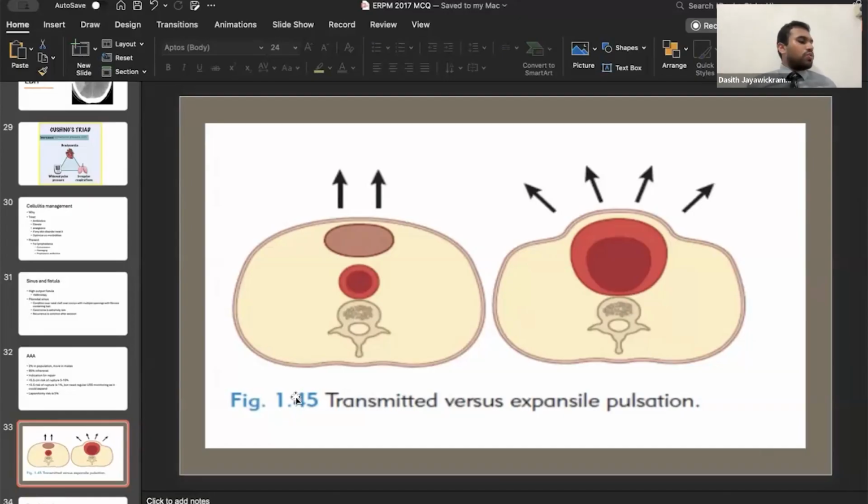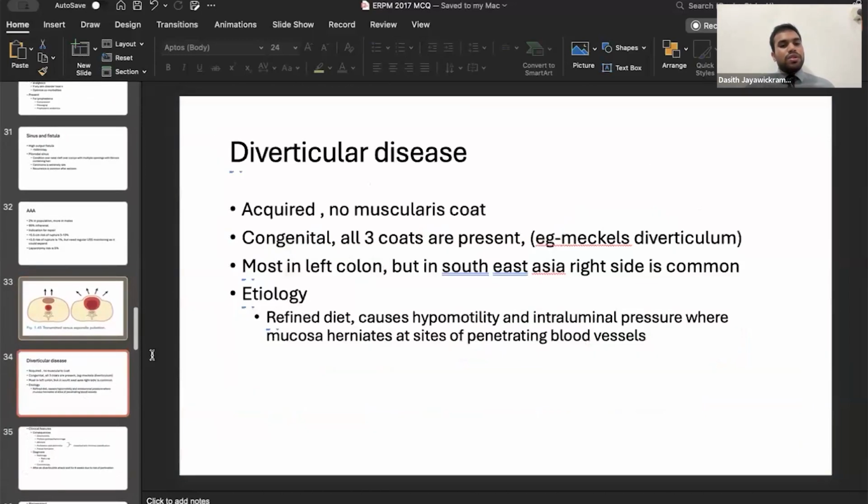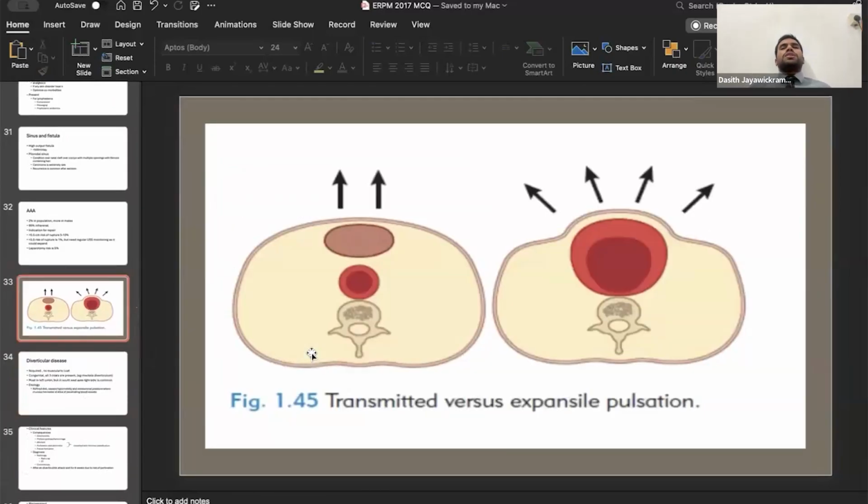Okay. So, which of the following are true about diverticular disease? Okay, diverticulosis. So, diverticular disease in the GI tract can be divided into acquired or congenital. Okay, so congenital is when the muscular coating is not there, only the serosa is there, basically. But in the acquired one, all three layers, the serosa, mucosa, and the muscularis, are there.